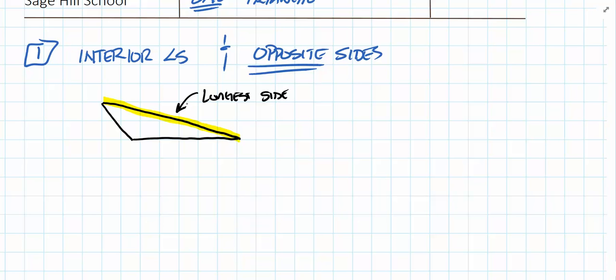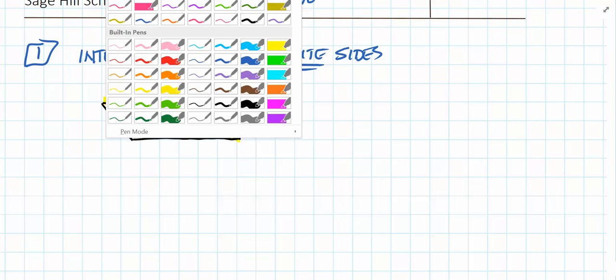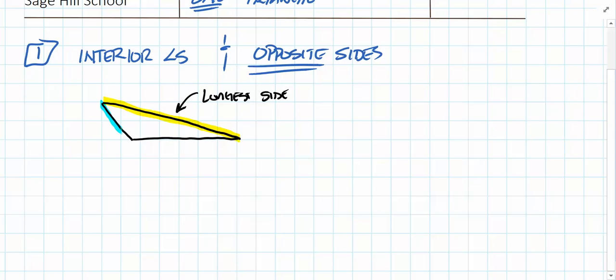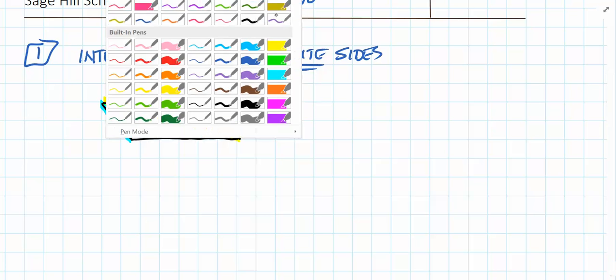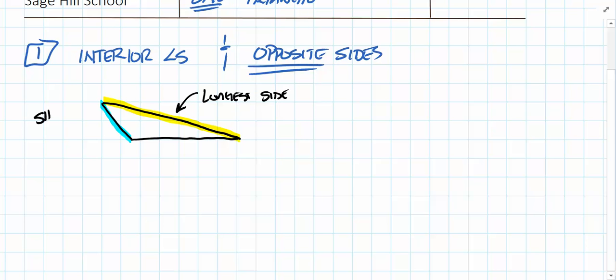Now, which other side of the other two is the shortest side? On the left. So the one I'm going to highlight in blue here. You guys agree that this one right here is the shortest side? I would agree with that too. So I have the longest side, and then I have the shortest side. We've identified the shortest side, which we think is this one, and the longest side, which we think is that one. Now, let's look at the interior angles.